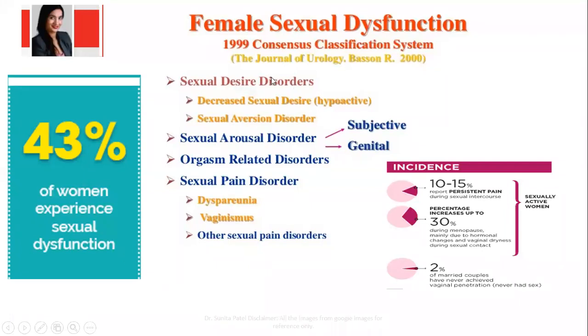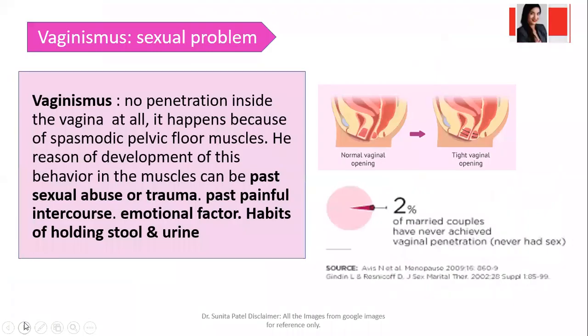Female sexual dysfunction, as per the Journal of Urology, Basson 2000, if you go through this classification, includes these problems: sexual desire disorder, arousal disorder, orgasmic problems, and sexual pain disorders. The incidence is very high, with 10 to 15% persistent pain. You can see that their sexual life is affected. 43% of women have some kind of sexual dysfunction. It's a huge number. Out of 1 female, she might not be feeling sex, or she might have some kind of pain in this area.